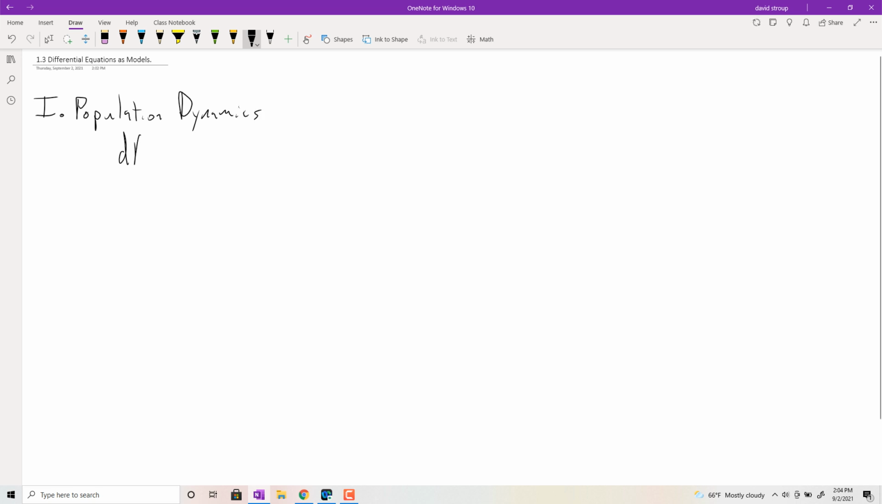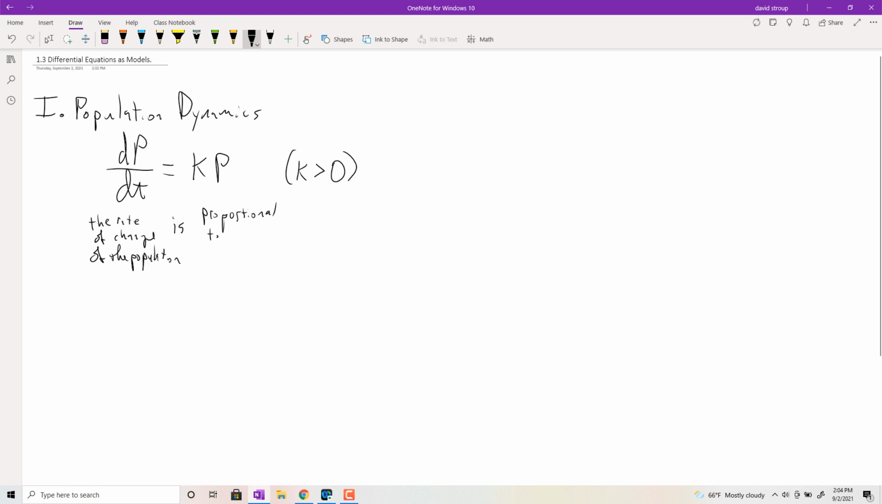So the first one, population dynamics. And we have the rate of change of a population with respect to time is proportional to the population at some given time. And here we'll presume that this k value is greater than 0. Okay, so let me write again what this means. It's the rate of change of the population is proportional to the population.